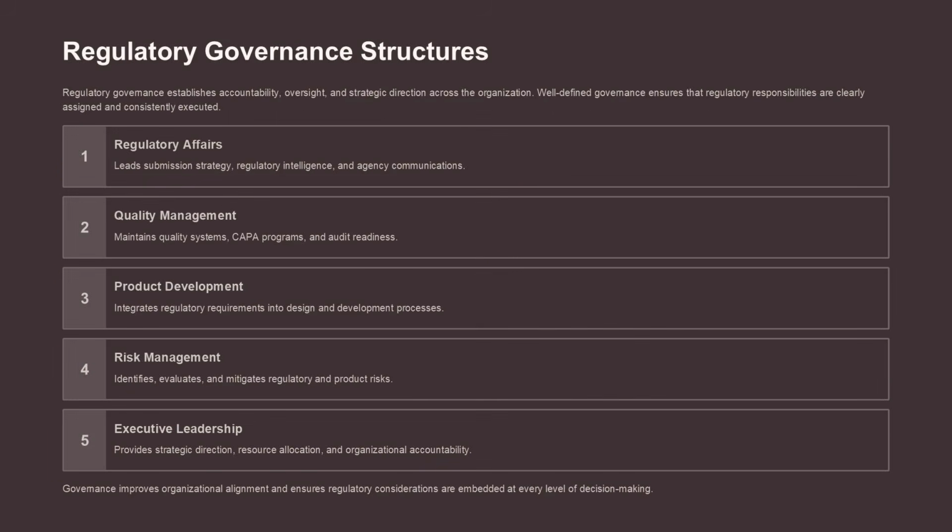Regulatory governance establishes accountability, oversight, and strategic direction across the organization. Well-defined governance ensures that regulatory responsibilities are clearly assigned and consistently executed. Areas like regulatory affairs, quality management, product development, risk management, and executive leadership are integral to this structure.